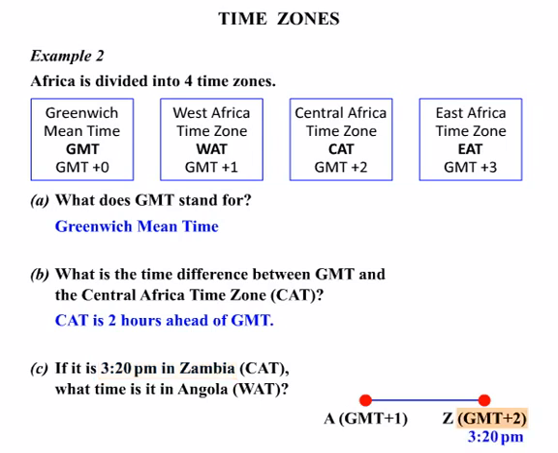Now to find our time difference, GMT plus 2, we're going back left or west to GMT plus 1. So that's a 1 hour time difference there, isn't it? And we'll take that time difference away. So 3:20 p.m, take away 1 hour, gives us 2:20 p.m. in Angola.